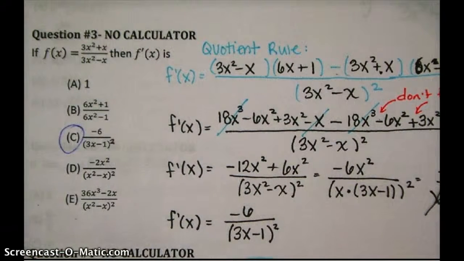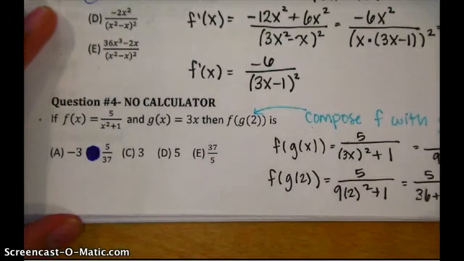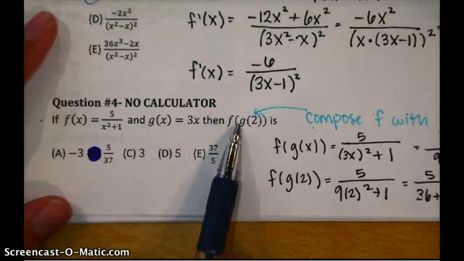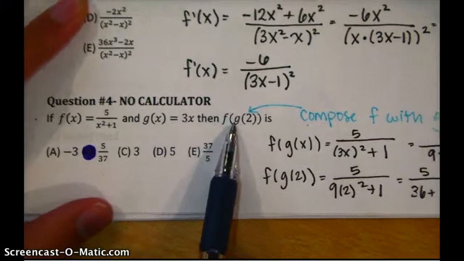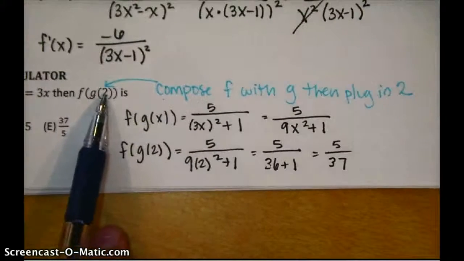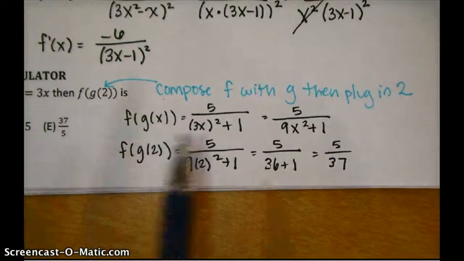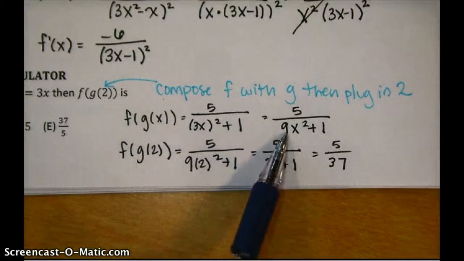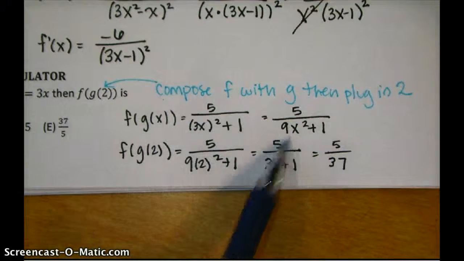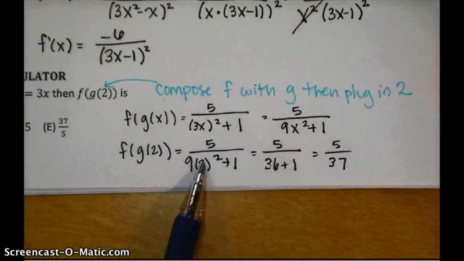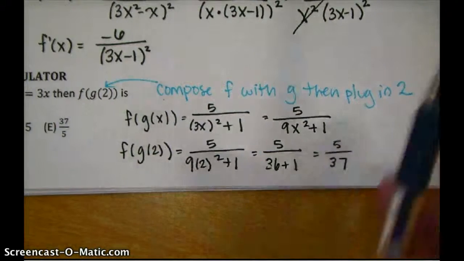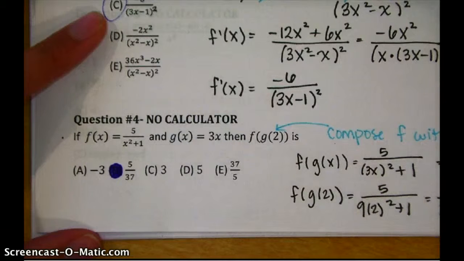Question 4. This was actually just a pre-calc question. They give you two functions, and then they tell you to compose them, to take the g of x rule and plug it inside of the f rule, and then to plug in 2. Here's the work. And just double check that you remembered to square the coefficient as well. That's because we're squaring the whole thing. 3x times 3x is 9x squared. And then order of operations, make sure you square the 2 before you multiply times 9. And piece of cake. All right, let's keep moving.